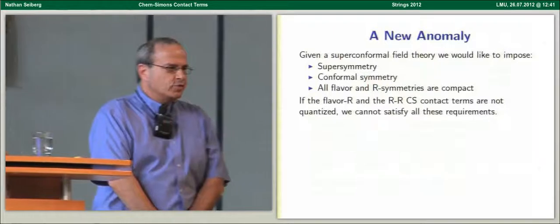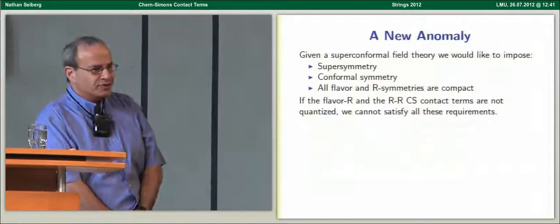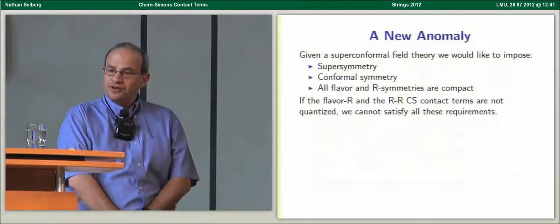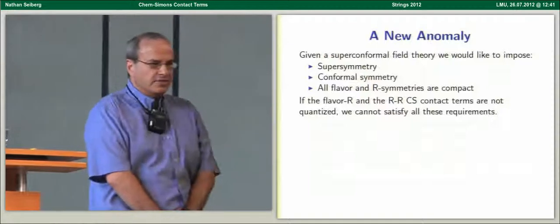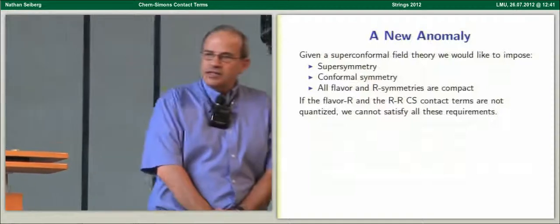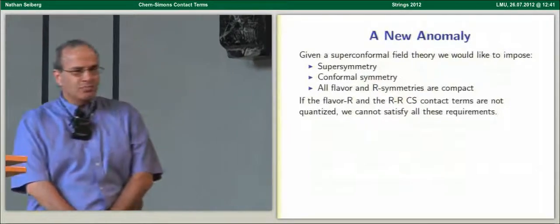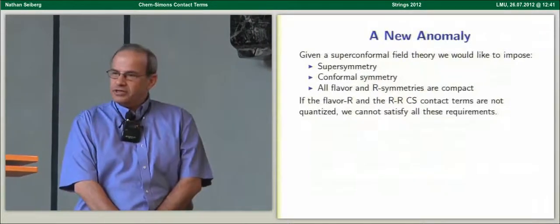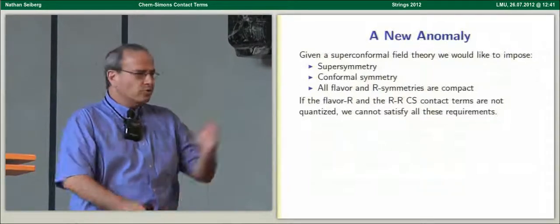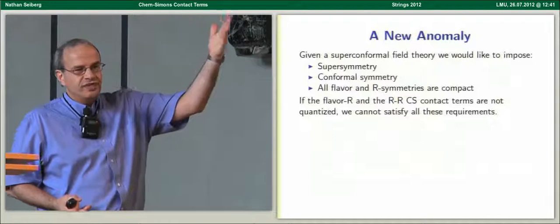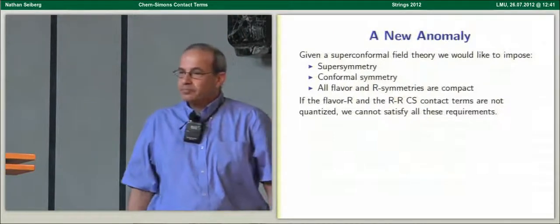So imagine we have a superconformal field theory. We would like to impose some physical requirements on the correlation functions. One, obviously, supersymmetry. The second, conformal invariance. And the dogma is that there is no anomaly in 3 dimensions, and therefore there shouldn't be any problem in imposing conformal invariance. And the third, that all flavor and R symmetries are compact, all the charges are integers. That's true in the UV, so that should be true after flowing to the IR.